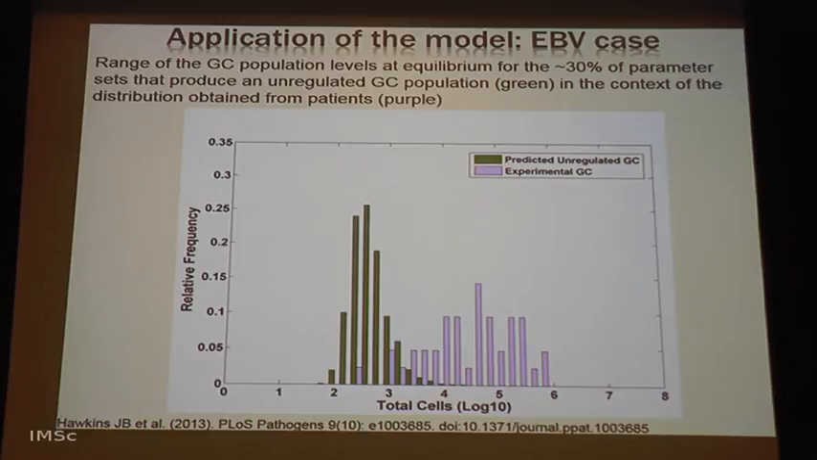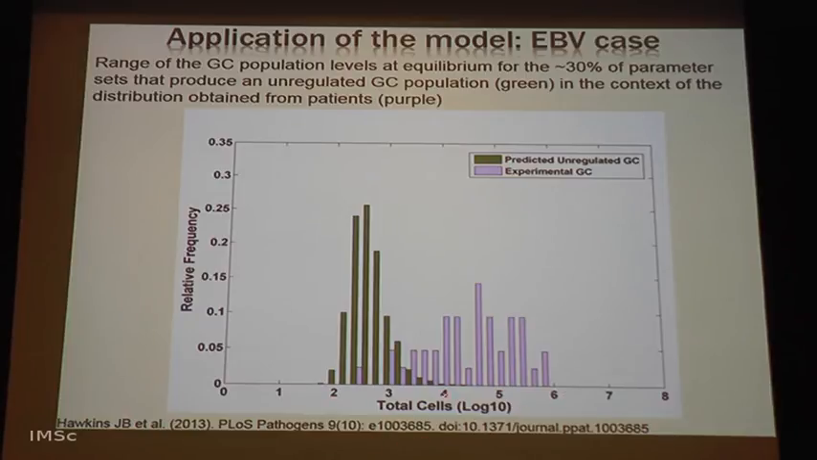And so what we did in this specific case was to look at those regulation profiles in which the germinal center population was not regulated. So for those cases, which were about 30% out of the sample that we took from the cubus, we looked at the distribution of population sizes for the germinal center population at equilibrium in those equilibria in which the germinal center stage is not regulated. And we compare that to what is known from EBV positive patients.